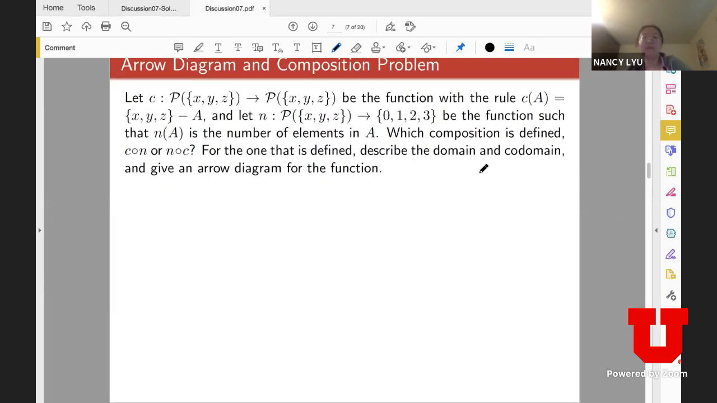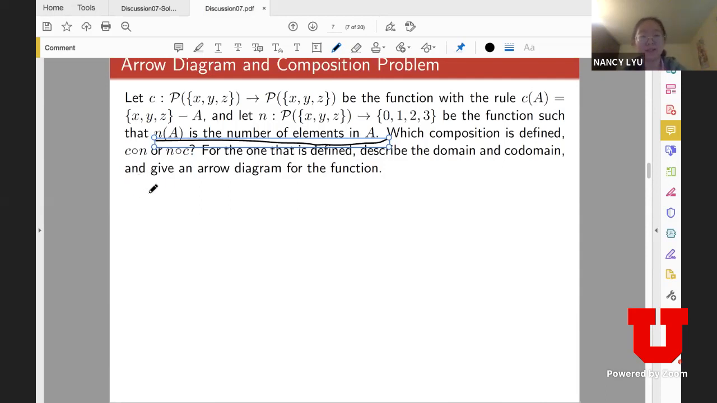All right, so now I have the composition problem. Let C, the power set of {X, Y, Z} to the power set of {X, Y, Z}, be the function with the rule C(A), where the rule is {X, Y, Z} minus A. And we have the relation N, where the domain is the power set of {X, Y, Z} going to 0, 1, 2, 3, and the function N is the number of elements in A. So which composition is defined?